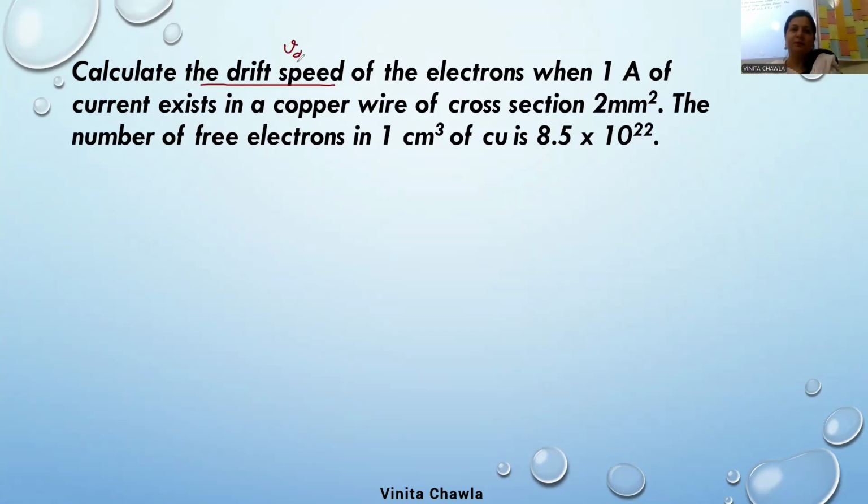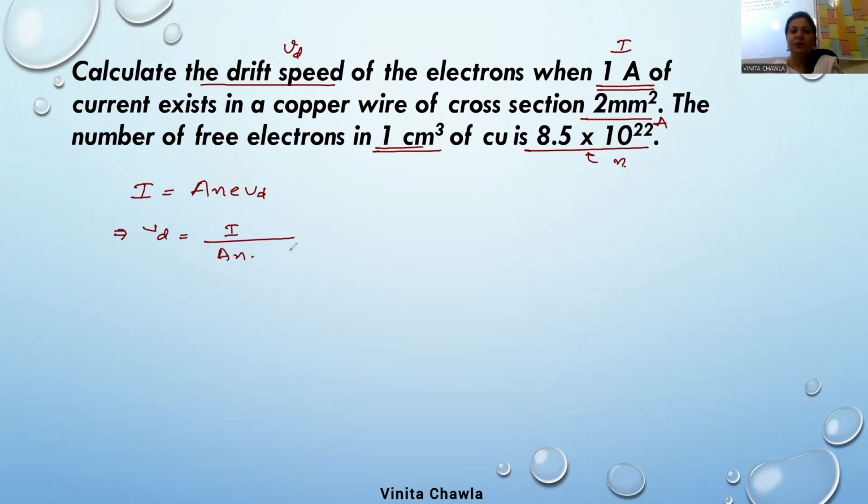Drift speed of the electrons when 1 ampere, this is I, of current exists in a copper wire of cross section A is given. The number of free electrons in 1 centimeter cube of copper is this. This is number density. How do we relate I, N, A and VD? I is equal to A N E VD. So we can write VD as drift velocity as I upon A N E. Now we'll put the values here.